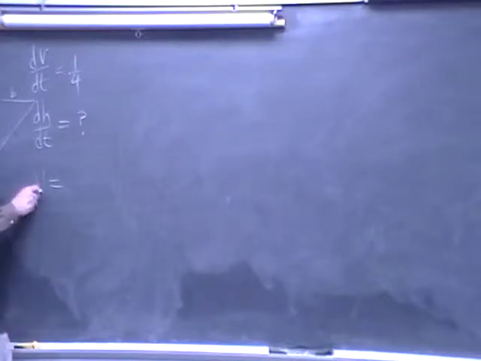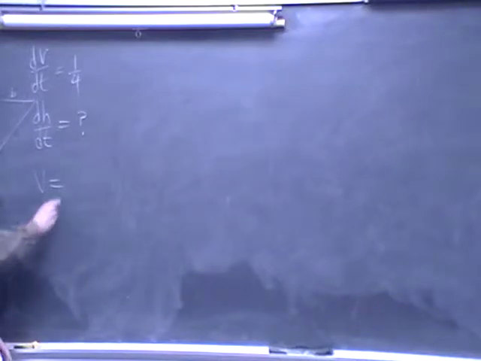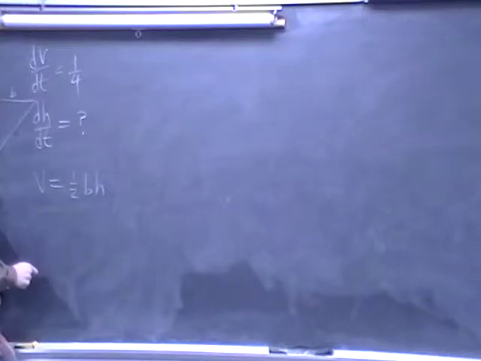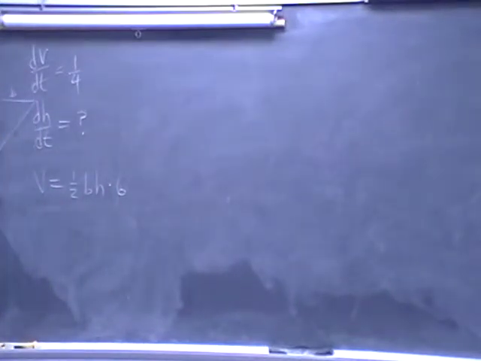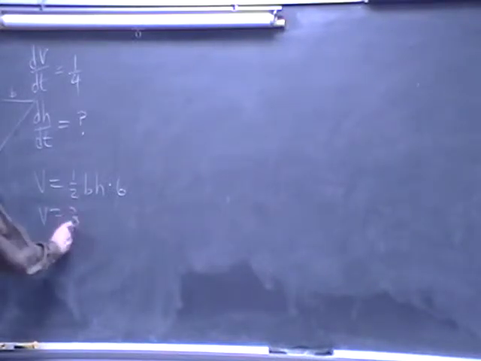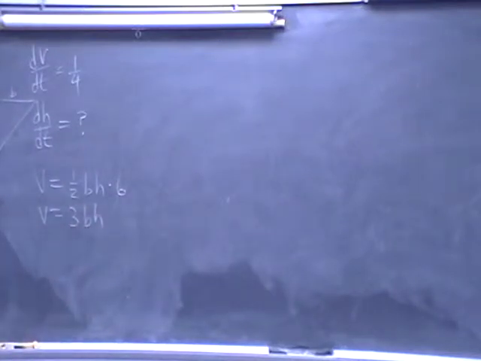So let's write the volume of this triangle. 1/2 base times height, that's my area, times 6, because that's my third dimension. That's the part that's going into the chalkboard. Or really, a better way of writing that is probably 3BH.